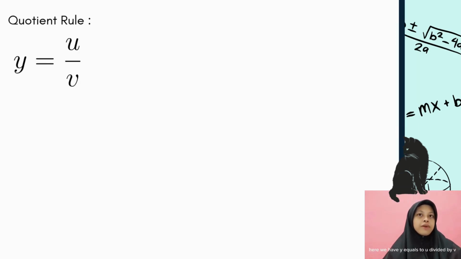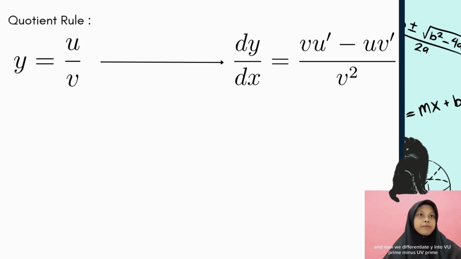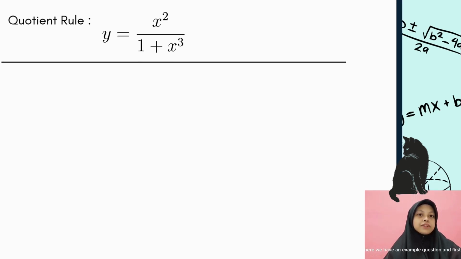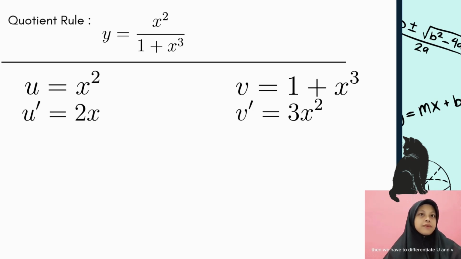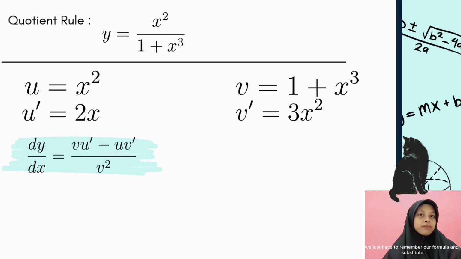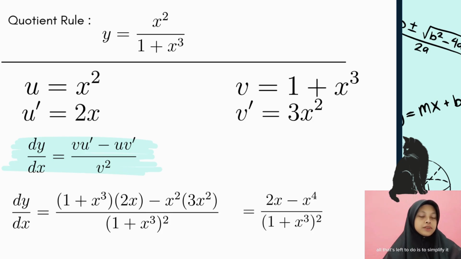Next is the quotient rule. Here we have y equals u divided by v, and now we differentiate y into (vu' minus uv') divided by v squared. Here we have an example question, and first we determine which is our v and which is our u, and we have to differentiate u and v. After that, we just have to remember our formula and substitute. All that's left to do is to simplify it.